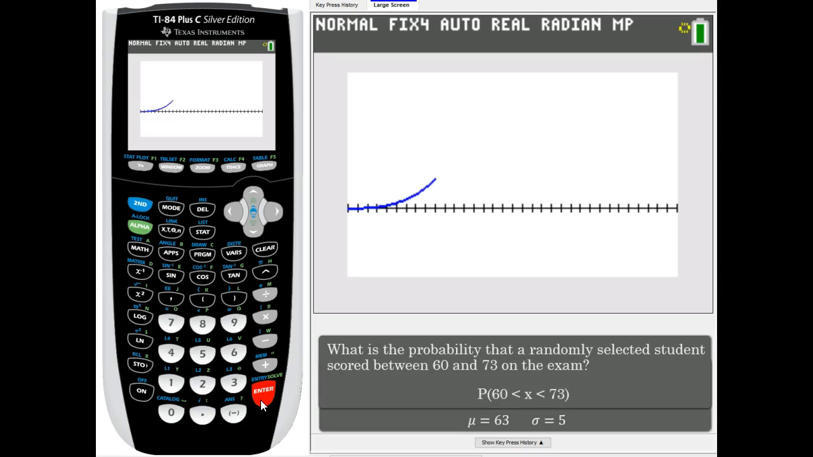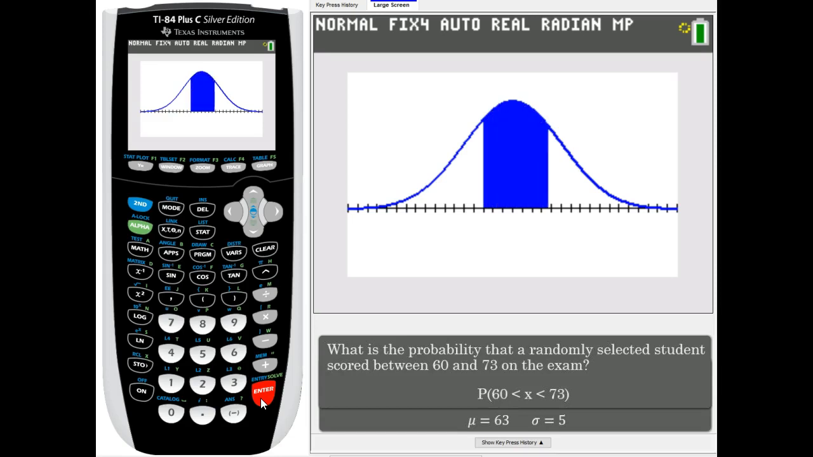Again, it's going to draw the curve, and then it's going to draw in the shaded region for us, and it's going to tell us the probability as well. So all three of those things happen. It's really kind of cool. And our area is 0.7030.